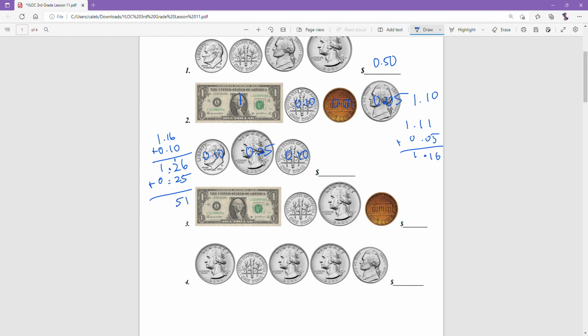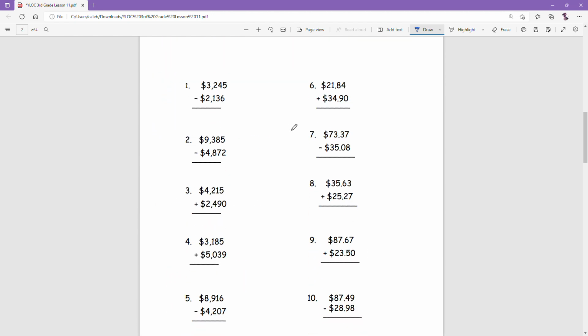We're going to bring down the decimal point. 1 plus 0 is 1. Our final one is a dime, so plus 0.10. 1 plus 0 is 1. 5 plus 1 is 6. We're going to bring down the decimal point here. 1 plus 0 is 1. So our answer is $1.61. Let's move on to the next page.